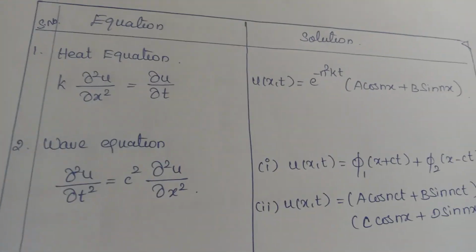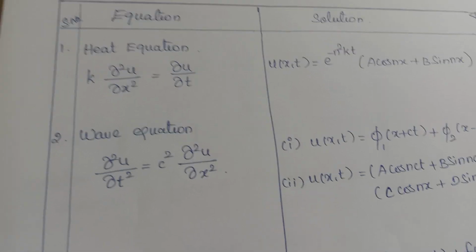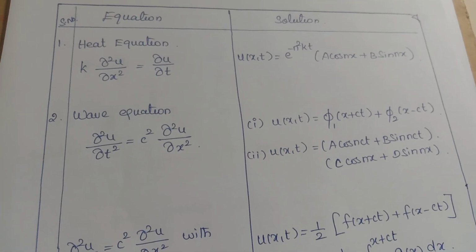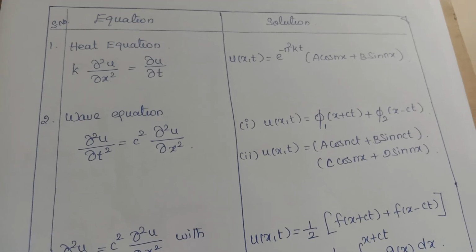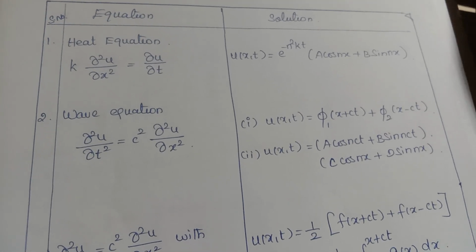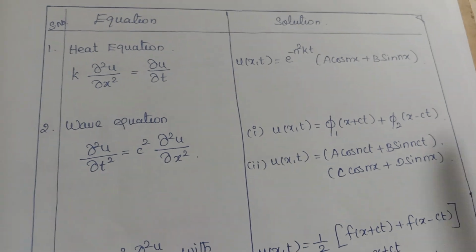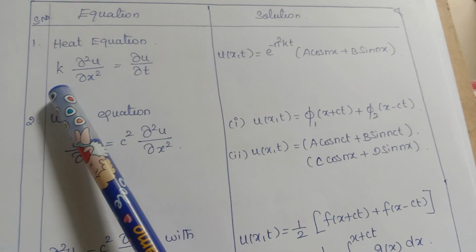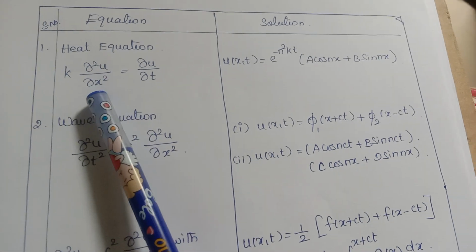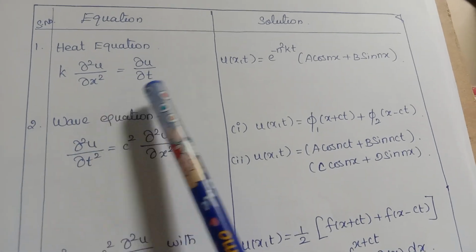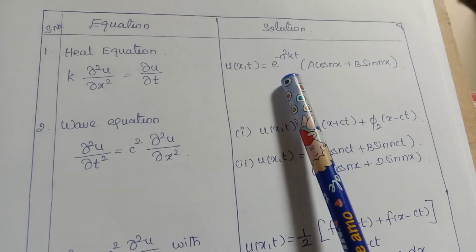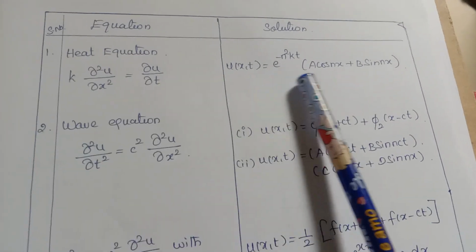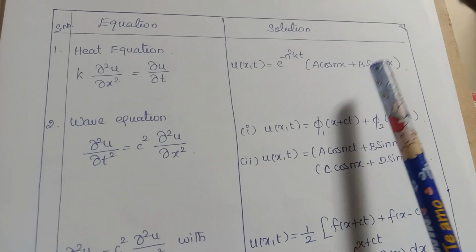Okay, now let me come to the consolidation of what we have seen here. So here I have consolidated only the things for which I am going to do the problems. Okay, only the solutions which I am going to make use of for the problems I have taken here. So if you consolidate this, I will get it like this. The heat equation is given by k into dou square u by dou x square equal to dou u by dou t. The solution is e power minus n square kt into a cos nx plus b sin nx. For the heat equation, only remember this solution. That is enough for doing the problems.